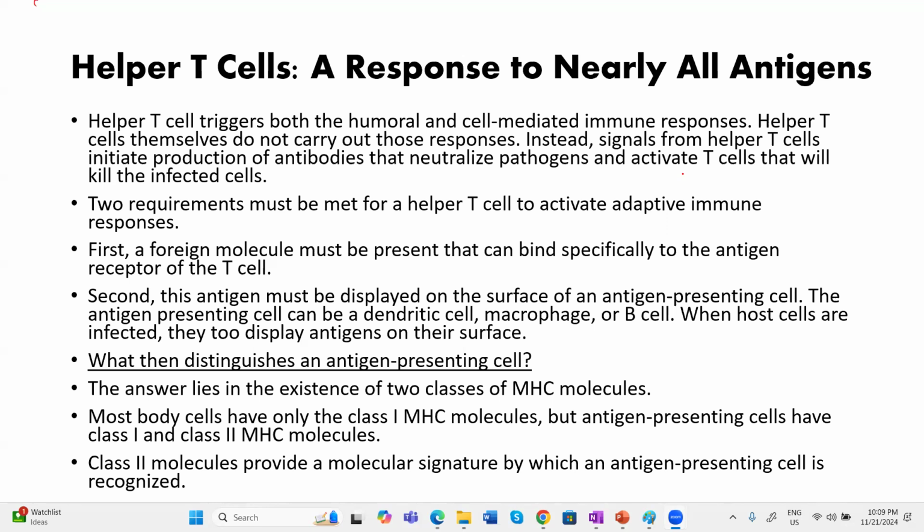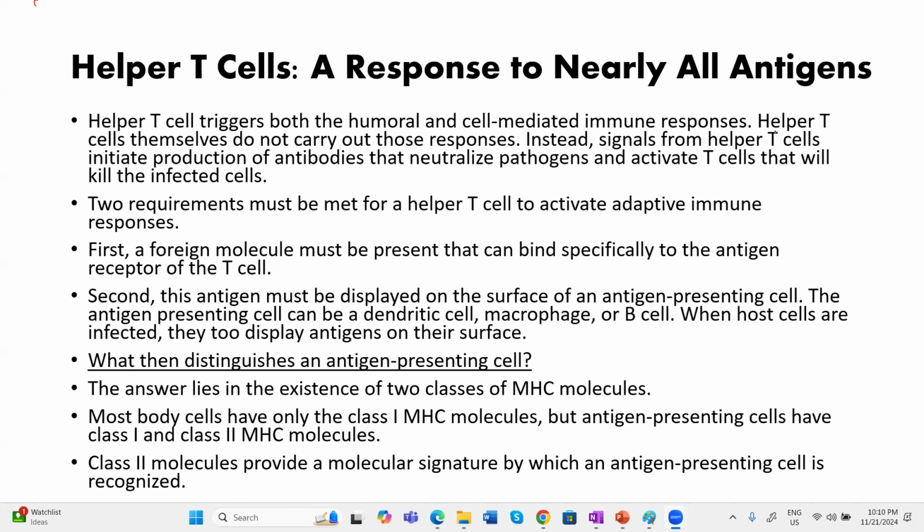In this video, we are going to study how T helper cells are activated and how they then activate cell mediated immunity and/or humoral immunity. You know very well till now that two main lymphocytes play a very important role in adaptive immunity. One is the T lymphocyte, another is the B lymphocyte. T lymphocyte is again of two types, T helper and T cytotoxic cells.